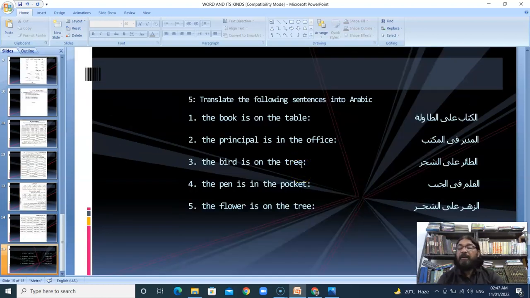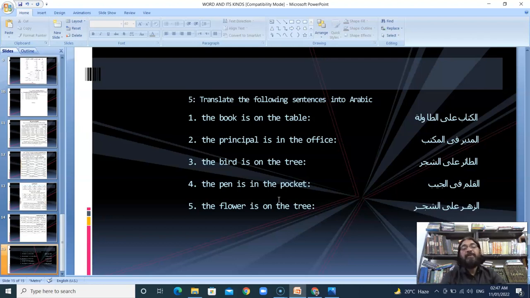Then after that, the last bit in the final examinations, that bit is translations. So translate the following sentences into Arabic. The question will be asked like that. 5 questions will be given among different lessons.